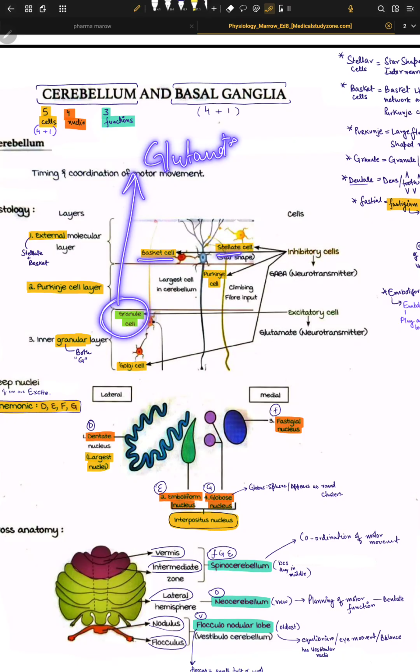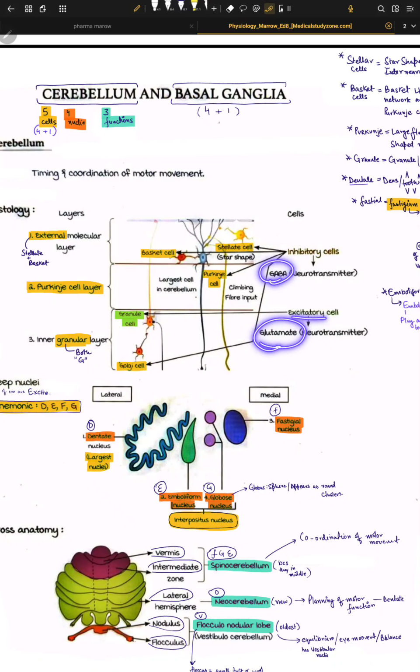And all of the others, the neurotransmitter is GABA. So GABA and glutamate. Excitatory is glutamate, inhibitory is GABA. Cool. What about these layers? Well, there are 3 layers. First is the upper one, then the middle one, and the lowest one. The external one is called the external molecular layer. Cool, because it's externally there.